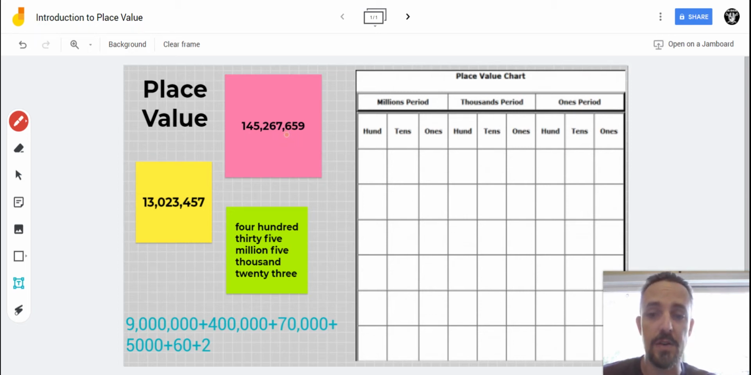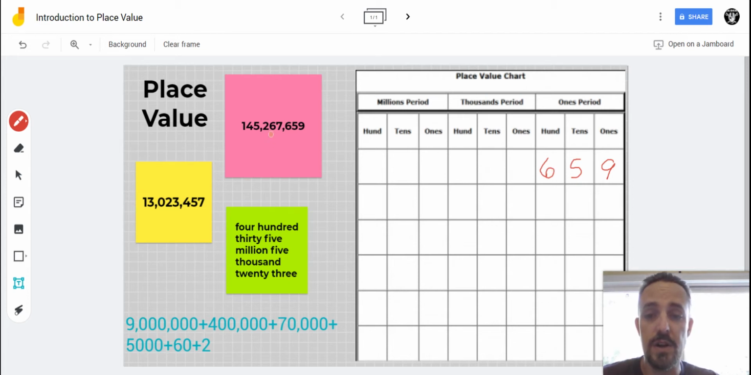Let's take this very first number. We can see here that we have 659. So we're going to start here. We're going to put the 6 in, the 5 in, and the 9 in. That tells us that this 9 is worth 9 ones, this 5 is 5 tens, and this 6 is 6 hundreds.